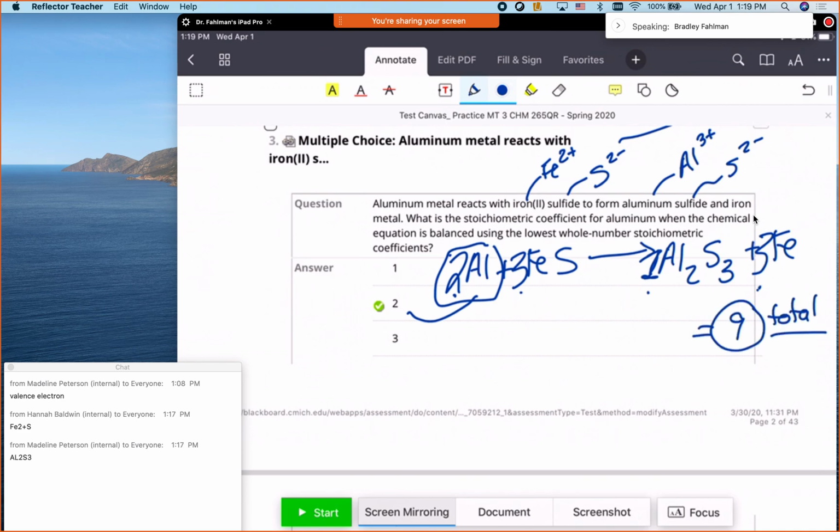Okay, so just read the question really carefully. It may either ask, like this one, what is it for just one particular one in there? Or it might ask, add them up and what's the total? And don't forget the 1s in that case, okay?